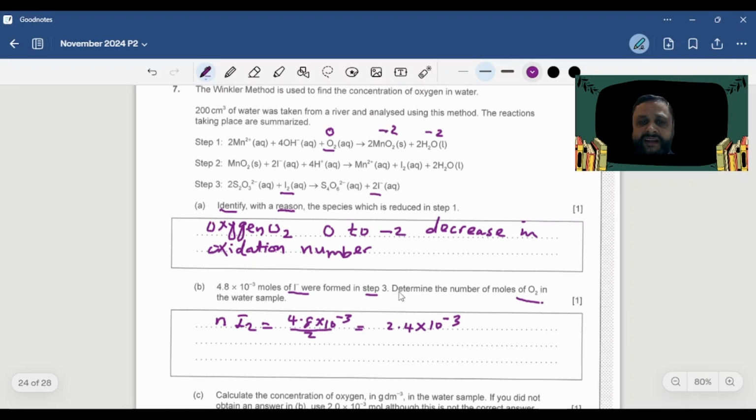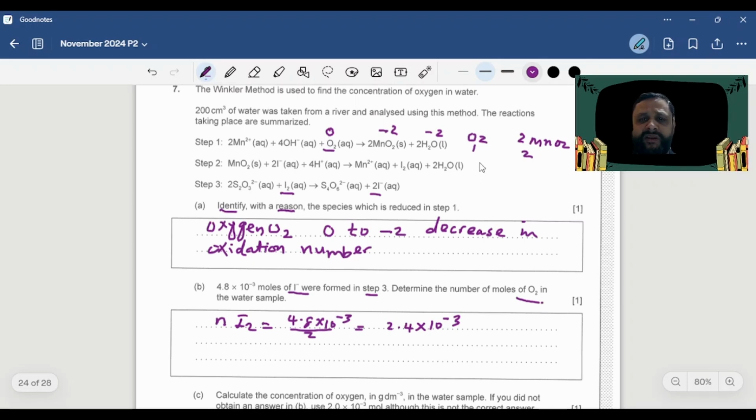Now, next we need to find out the moles of oxygen, so we need to look for the molar ratio. So if we go back to step 1, 1 mole of oxygen produces 2 moles of MnO2. So oxygen O2 to MnO2, the ratio is 1 to 2. So in the second step, we have 1 mole of MnO2, and that gives us 1 mole of iodine.